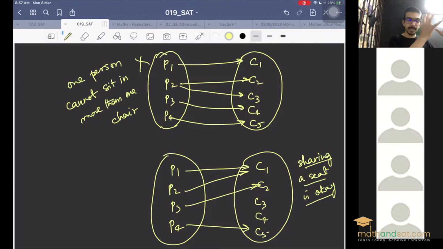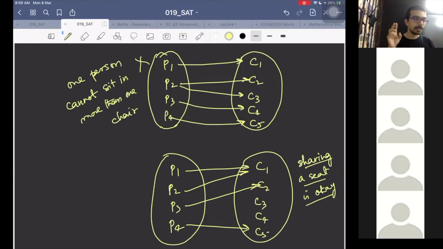So consider this. I have a set of people and a set of chairs. You are mapping persons to chairs. What have we seen in this analogy? Every person should be sitting. Nobody should be standing. Every person should be mapped to a chair. That is one condition. The second condition is that every person should sit in only one chair. A person cannot occupy more than one chair. These are the two conditions: everybody should be sitting, and one should not occupy more than one chair. Is this okay?